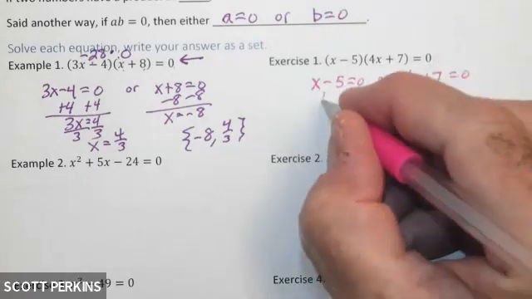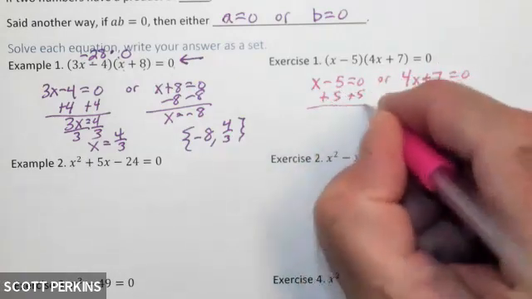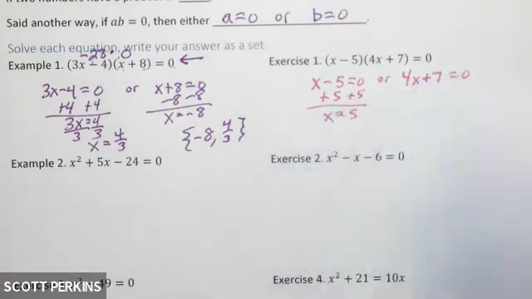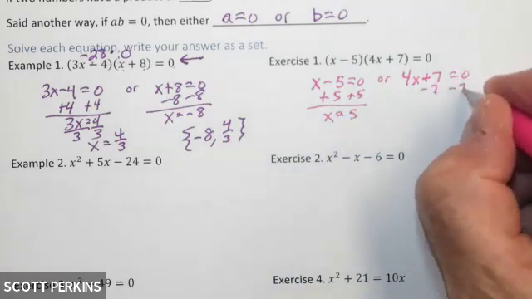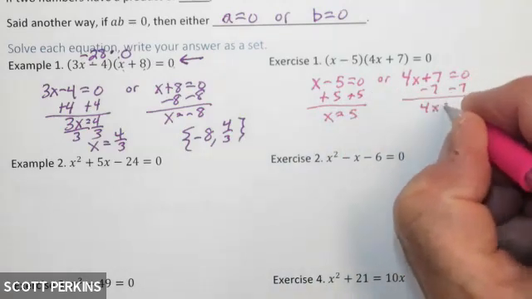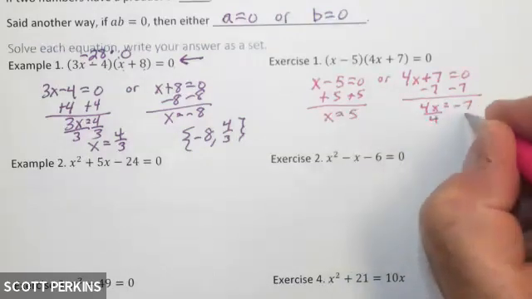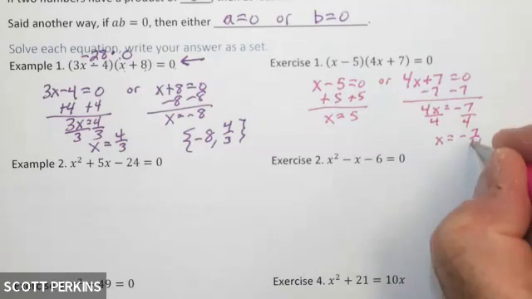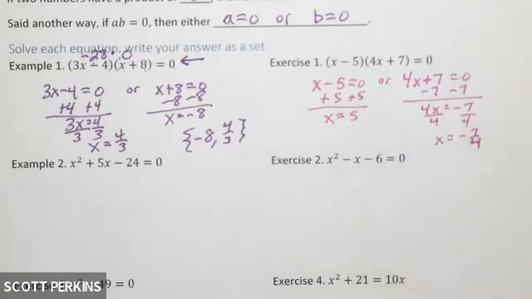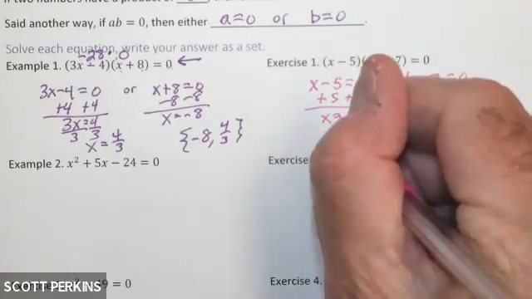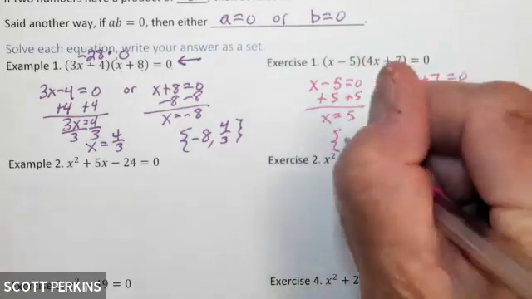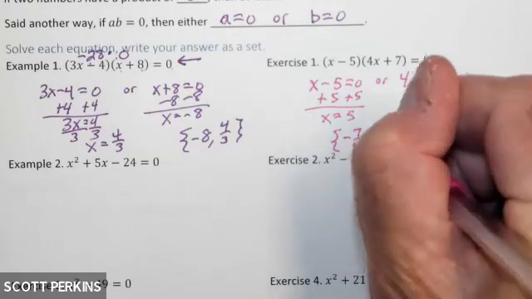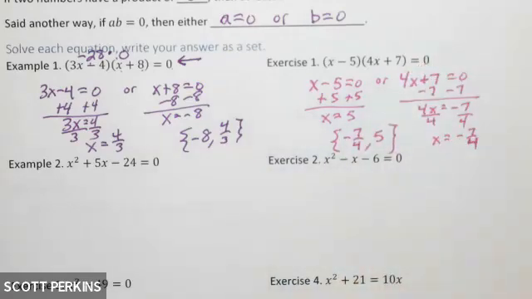If x minus 5 is 0, then the value that works there would be x is 5. Over here, when I solve this one, I'm going to get that x is equal to negative 7 over 4. You can check that. It's easy enough to plug those values in and determine that they give you 0. So my solution set in this case, just going to write it right here, is negative 7 over 4 and 5. Those are the two solutions.